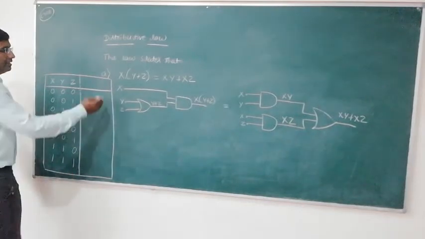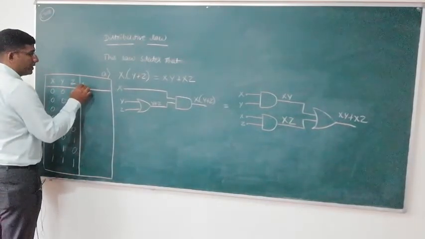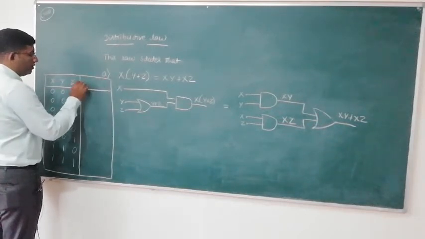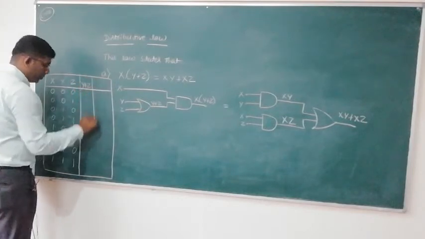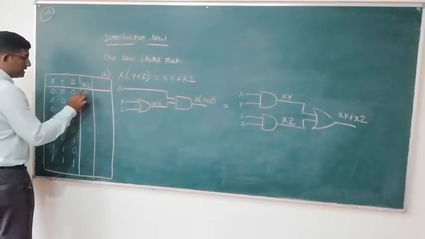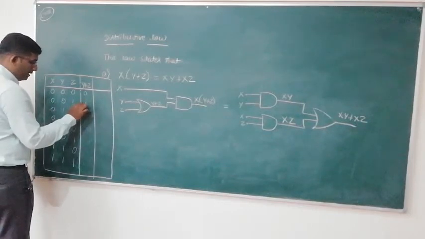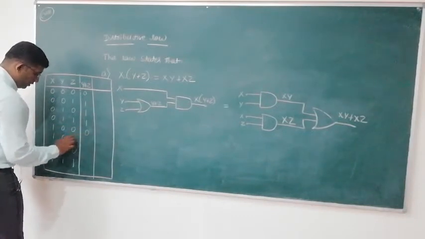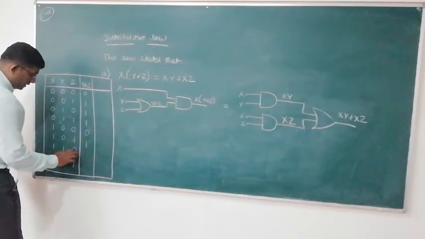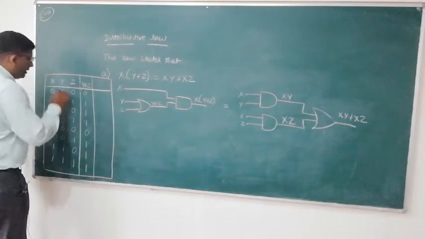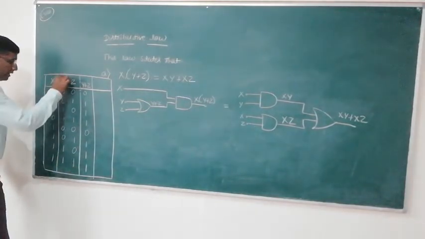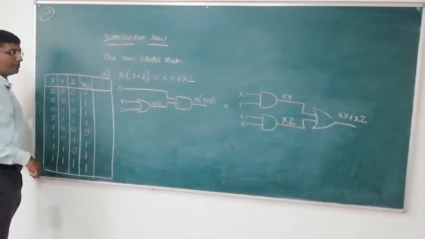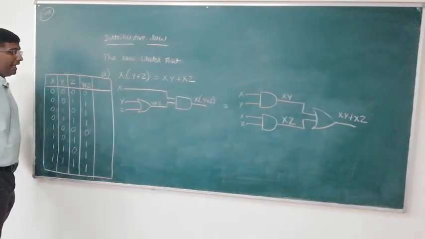First I am going to consider the left hand side, that is x dot y plus z. We need to find out, first we need to find out the y plus z, that is 0 plus 0 is 0, 0 plus 1 is 1, 1 plus 0 is 1, 1 plus 1 is 1, 0 plus 0 is 0, 0 plus 1 is 1, 1 plus 0 is 1, 1 plus 1 is 1. I have considered here only y and z columns, because we need to add the y and z columns first, then we have to multiply it with the x column.